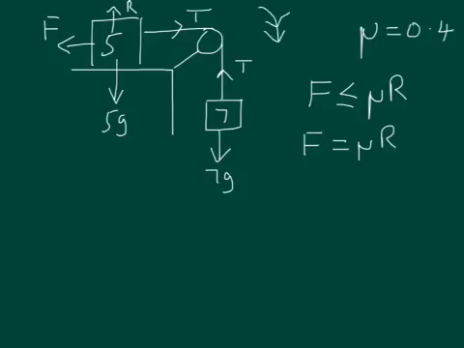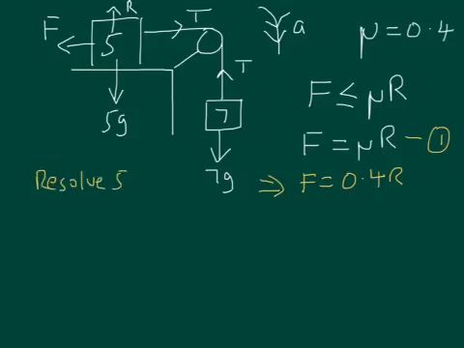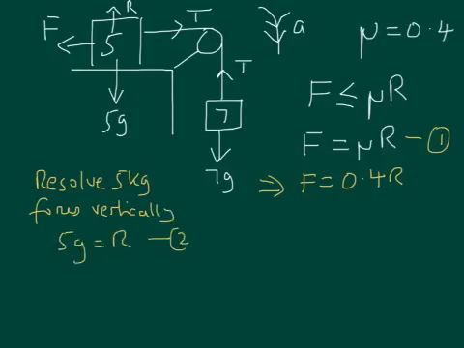Clearly the system is going to be moving in this direction here. Let's call this acceleration A, and let's see what equations we've got. We've certainly got F equals mu R. So this becomes F equals 0.4 times R. If we resolve the 5 kilogram forces vertically, then 5G equals R. Let's call this equation 2.